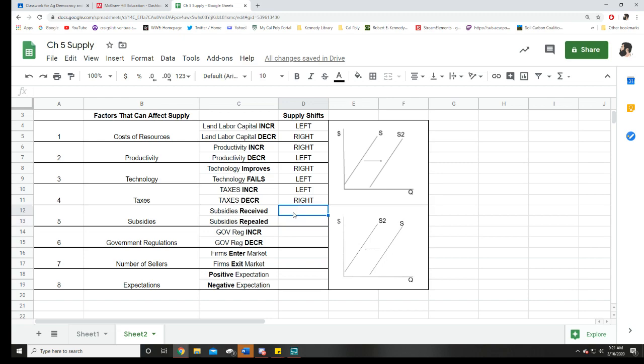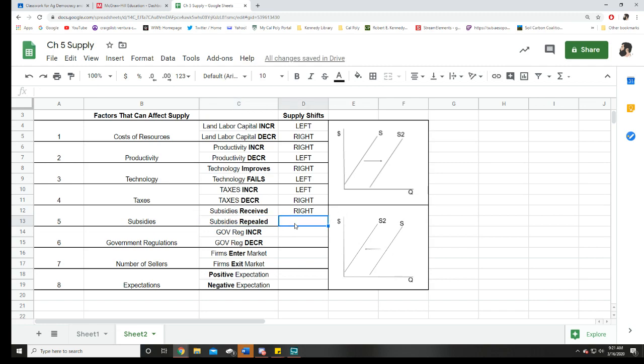Now, our subsidies. When a company receives subsidies from the government, that means they receive some sort of financial support, so their costs are going to go down because they're not spending as much. That's essentially the same as thinking of it as their cost having decreased. So what happens when their cost decreases? Their supply curve is going to shift to the right, just like this one.